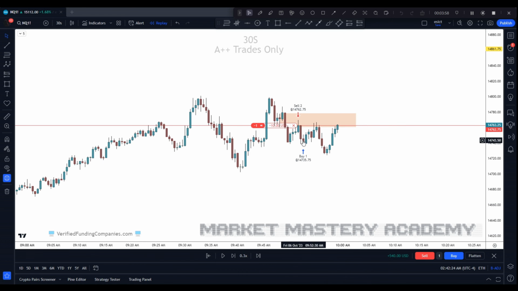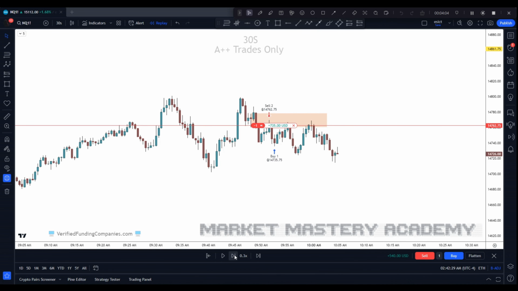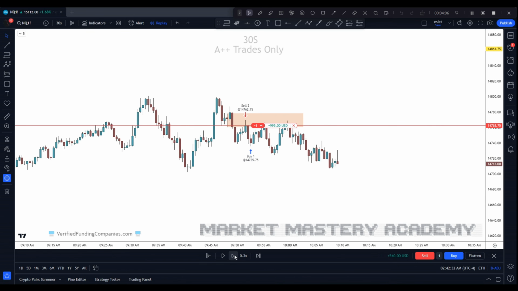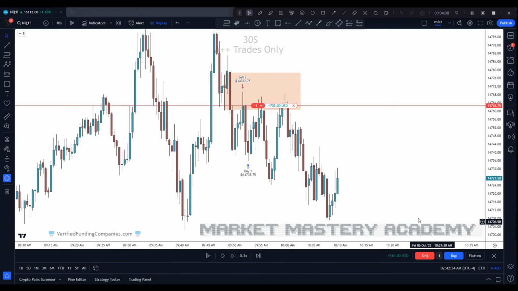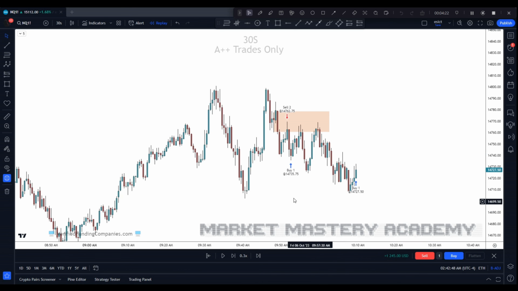I wouldn't take this one as it didn't dip down very far. It might work, but let's go forward until we find an example. This would have been one because you had a failure swing here, breaks that low, comes up 50% of that candle. You could have went short there for another big trade. So I'd buy back somewhere in there as it fails.